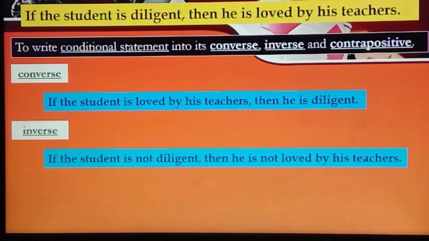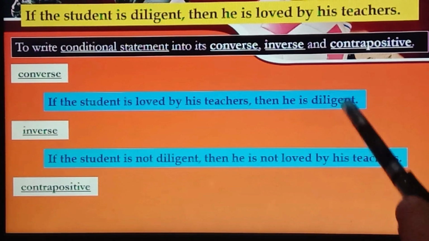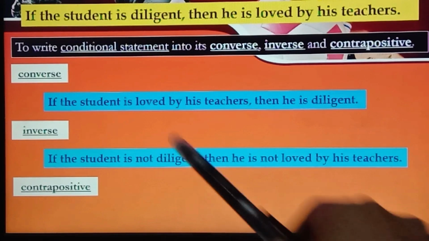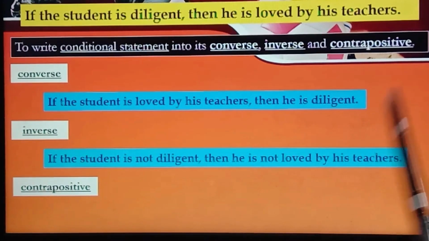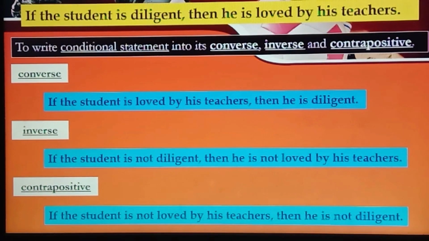Okay, next for our contrapositive. Our contrapositive could either be the negation of the converse or the reverse of the inverse. So if you negate your converse, then that would be our contrapositive. By negating this and by negating that, we will have our contrapositive: if the student is not loved by his teacher, then he is not diligent.